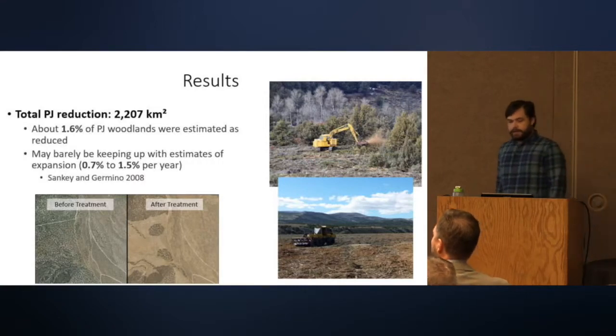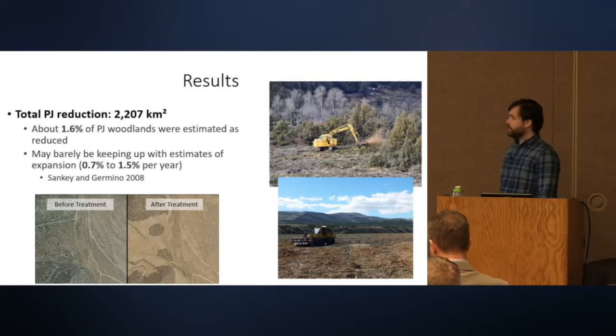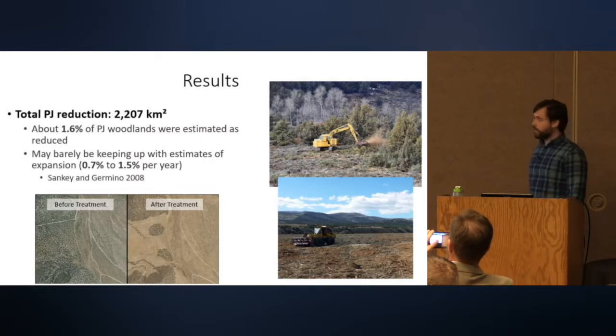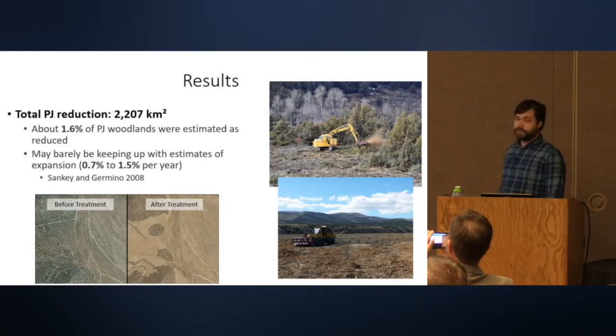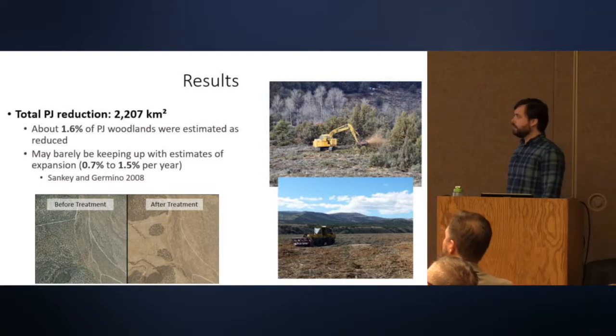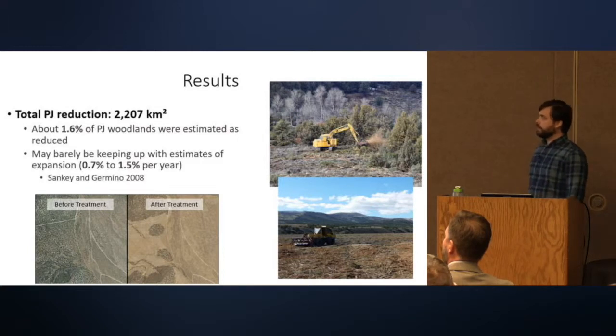So what did we find? We found that there was a total conifer reduction of about 2,200 square kilometers within the sage-grouse range. That comes out to just over 500,000 acres of conifer reduction. And this works out to be about 1.6% of all of the conifer woodlands, pinyon juniper woodlands in the study area as being flagged as reduced.